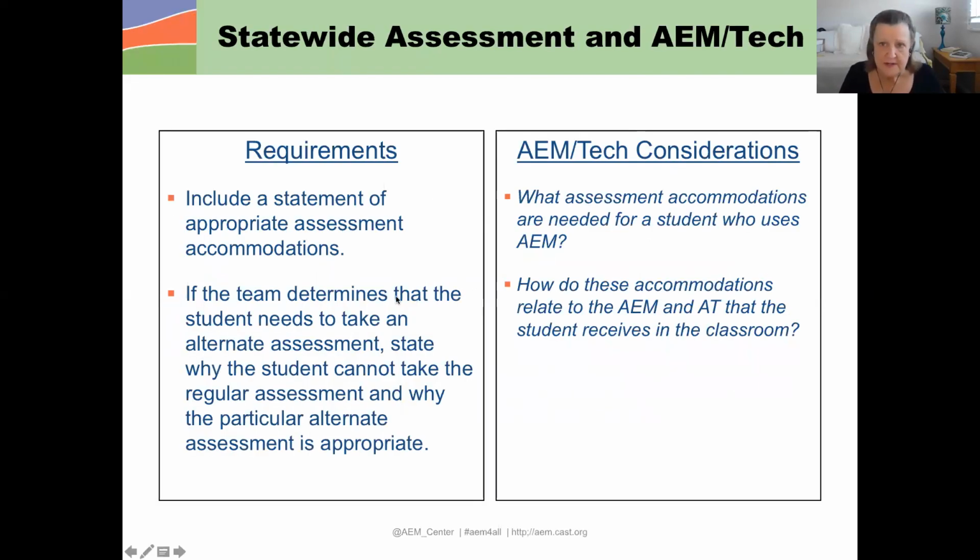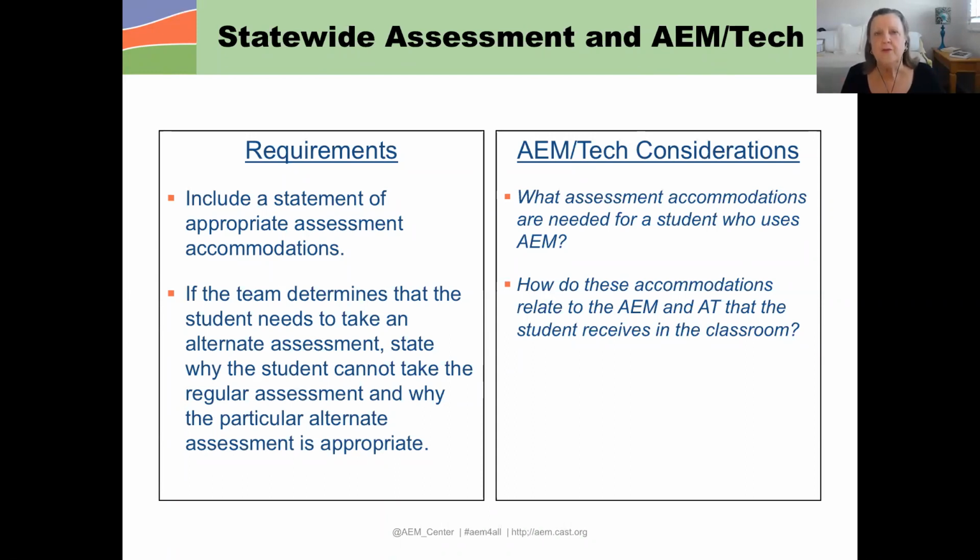So, statewide assessments and AIM and technology, let's look at what it says there. The requirements include a statement of the appropriate assessment accommodations, if any, and if the team determines that the student needs to take an alternate assessment, then they have to state why the student cannot take the regular assessment and why the particular alternative is appropriate for the student. So when we think about technology, what assessments and accommodations are needed for a student who uses AIM? And how do these accommodations relate to the AIM and assistive technology that the student is using in the classroom?